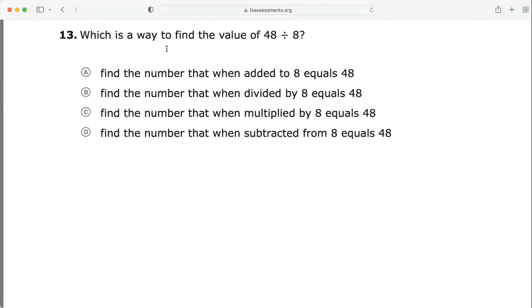Which is a way to find the value of 48 divided by 8? And you can use a calculator. You don't need to solve this, but they want to know how you would solve it. So are we adding, dividing, multiplying, or subtracting? Well, this is a division symbol, so it would be dividing, this second answer choice B here.